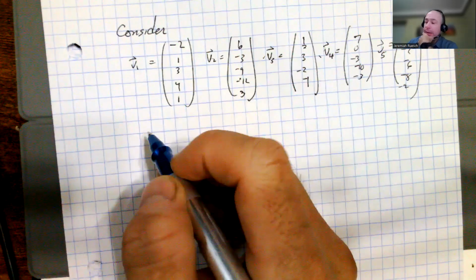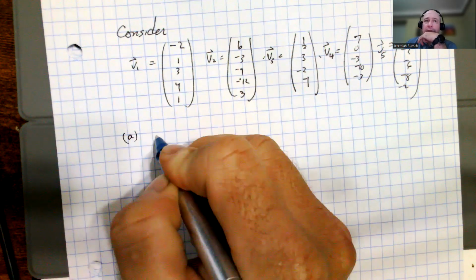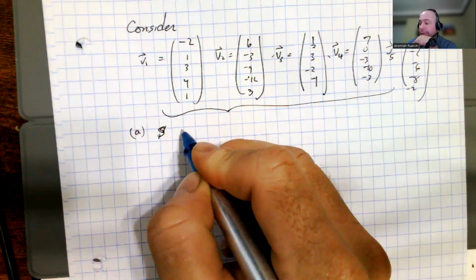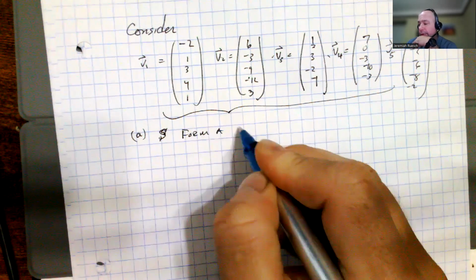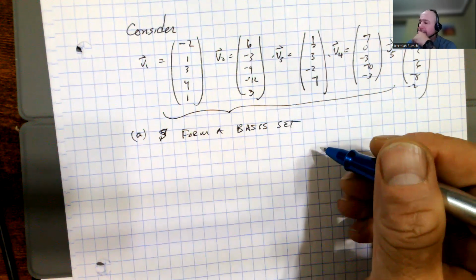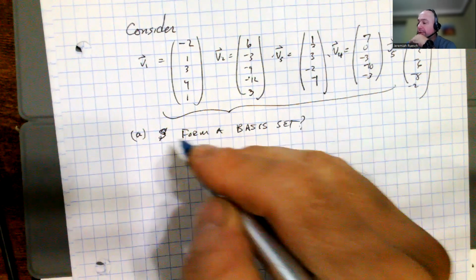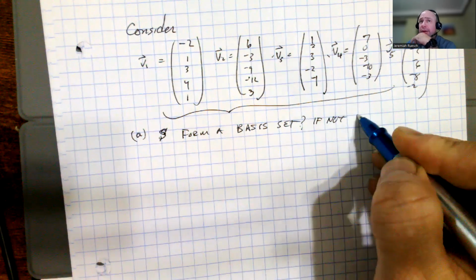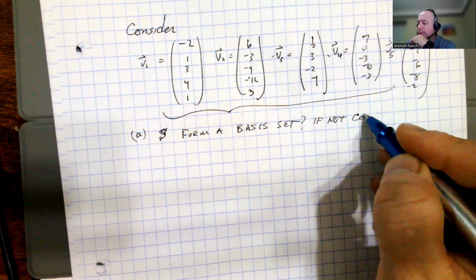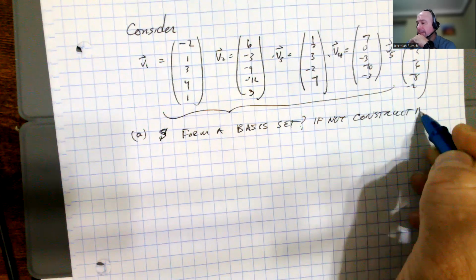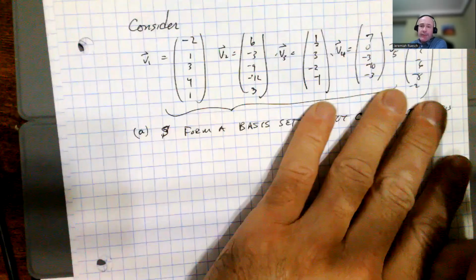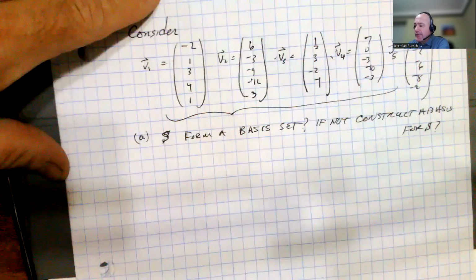All right, welcome back. In this problem, the first one is asking us: does this set of vectors, S, this set of five vectors here, form a basis set for S? If not, it wants us to construct a basis for S. Meaning if it doesn't span the whole space, then construct a basis for whatever size space it does span.